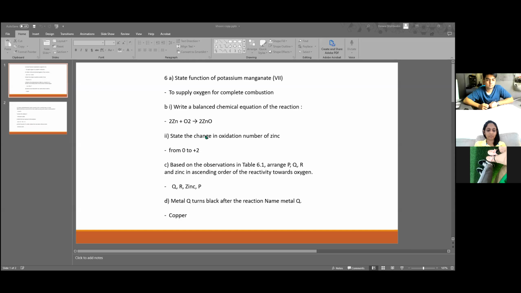If the atom only becomes an ion, the oxidation number will only have the positive or the negative sign. So here, zinc on the left side is an atom. It didn't ionize yet, so the oxidation number is 0. After the arrow, it has become zinc ion. So the oxidation number is 0 to +2.